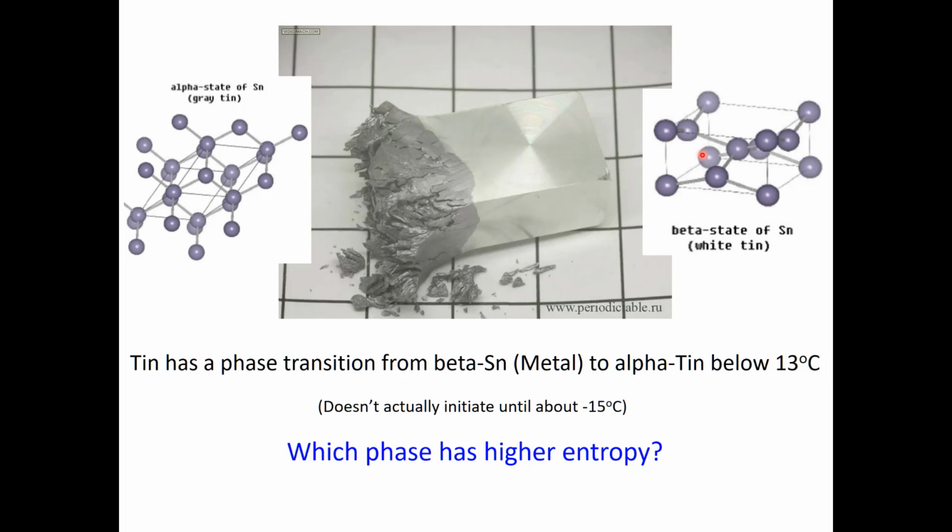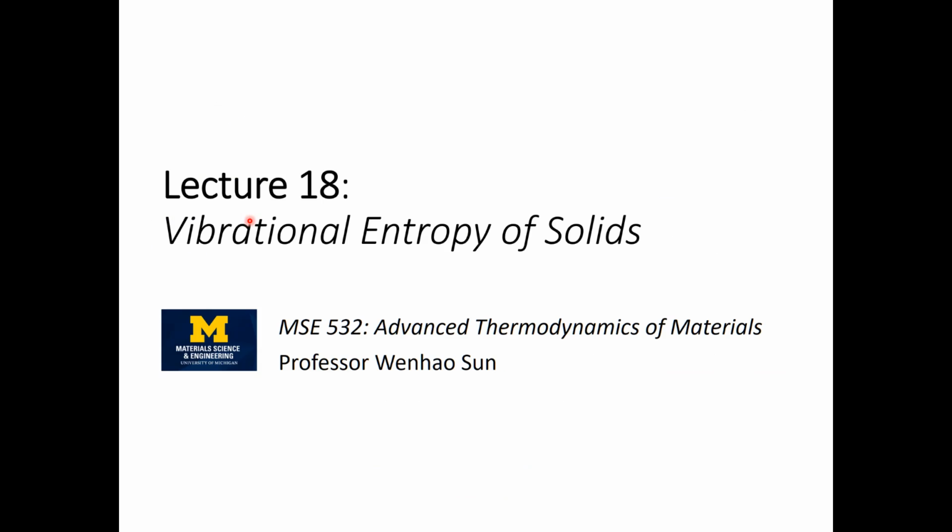You guys should be very good at this by now. The high temperature phase has higher entropy, right? It's the extensive advantage. But another interesting question is why? You know, looking at these two crystal structures, can you rationalize why this phase has higher entropy than this phase? It's not so straightforward, right? And so this is the topic of today's lecture.